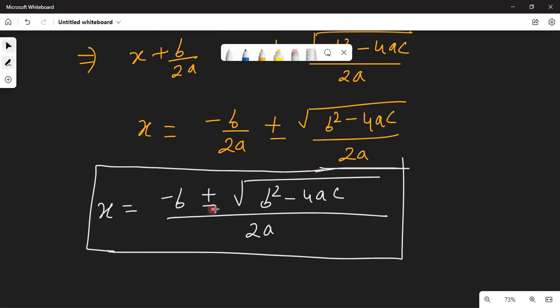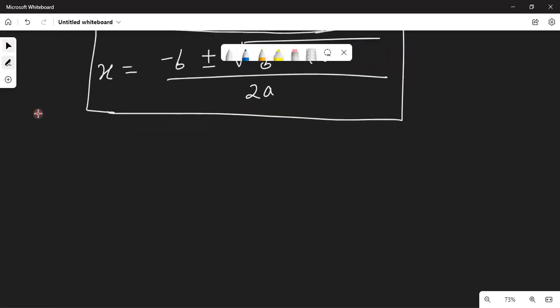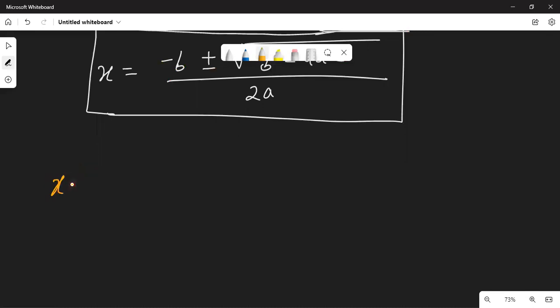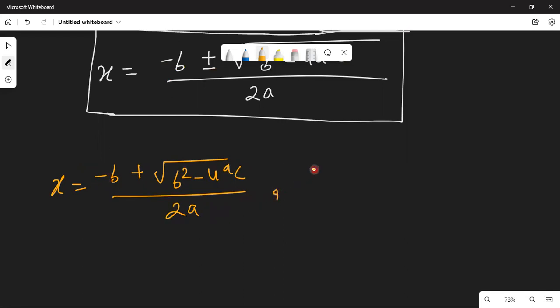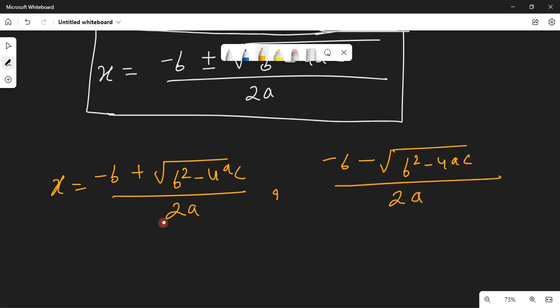Now this means we have got two roots. Finally, the two roots of x would be minus b plus square root of b square minus 4ac divided by 2a, comma, and then we also have minus b minus square root of b square minus 4ac by 2a. So these two values of x will be the roots of the given quadratic equation, or they will be the solution of the given quadratic equation.